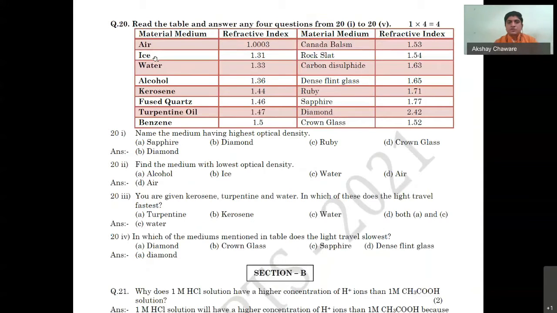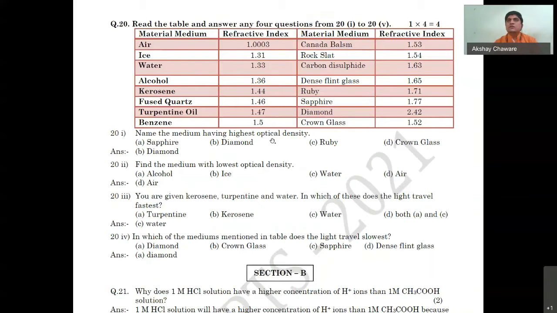Next, again a tabular based question. Read the table and answer any 4 sub questions here. The table lists material medium, air, ice, water, alcohol, and their refractive index. Again, the question is of physics. Name the medium having highest optical density.